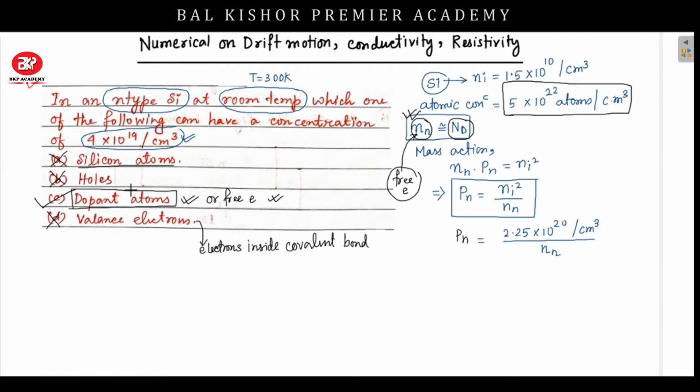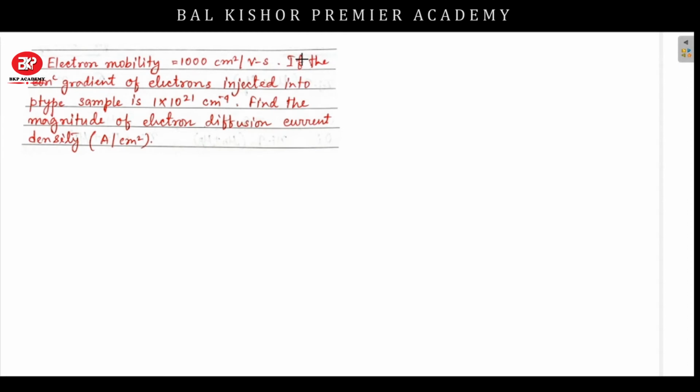Now let us move to the next question. In the next question, it is written that this is the second question. In this second question, you can see the electron mobility is given as 100 centimeter square per volt second. So we can write that mu n is given by 100. It is not 100,000.